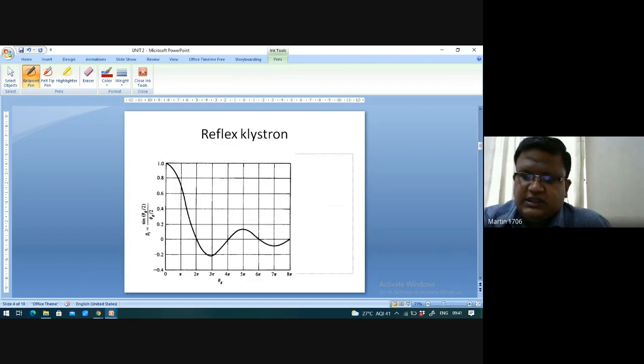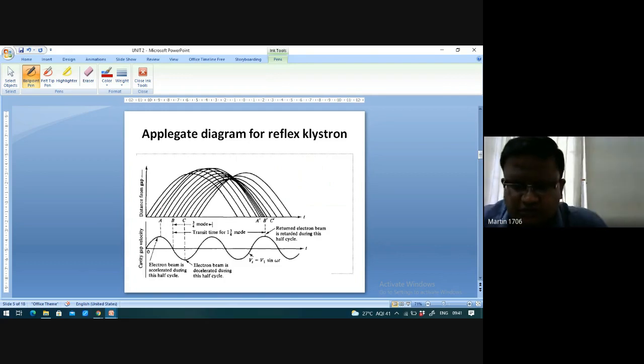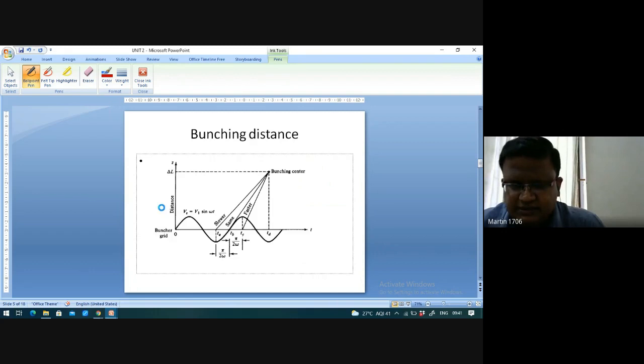So this is the characteristic graph. Just to know, this is the Applegate diagram for the reflex klystron. This is the mode. As I told, there will be three modes. As the number of modes increases, accordingly the amplification of the electrons takes place.